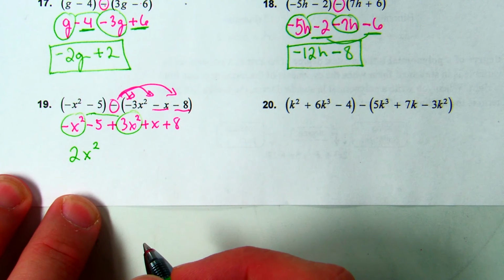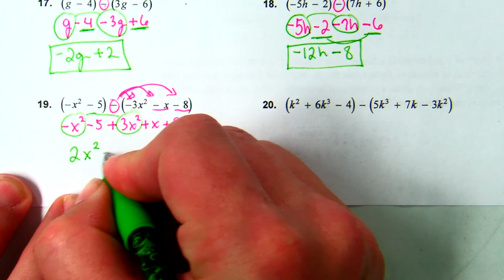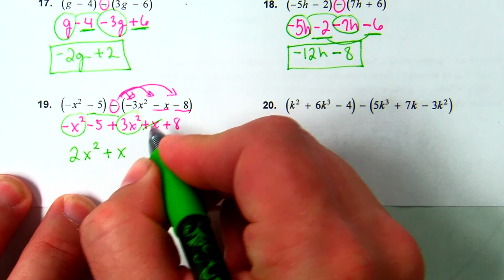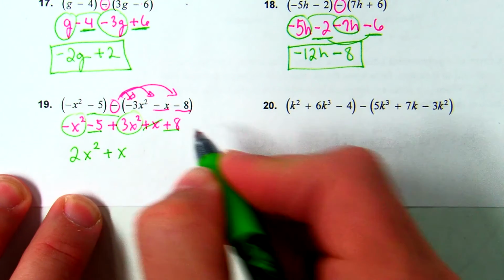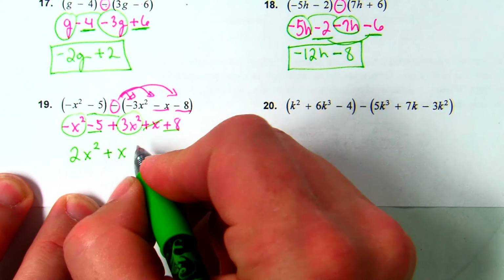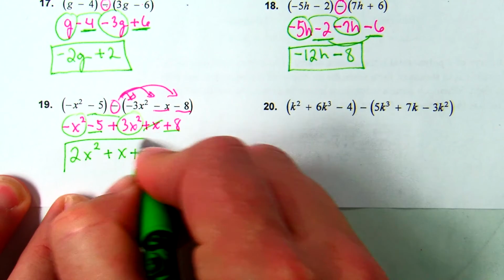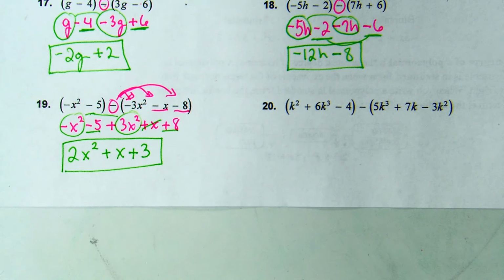The next term, well, there's only one x term left, so it has to come next. And then the last thing we have is our constants, and we can combine those. 8 plus a negative 5, or 8 minus 5, it's going to be a positive 3. And so that is your standard form on number 19. Last one on number 20.